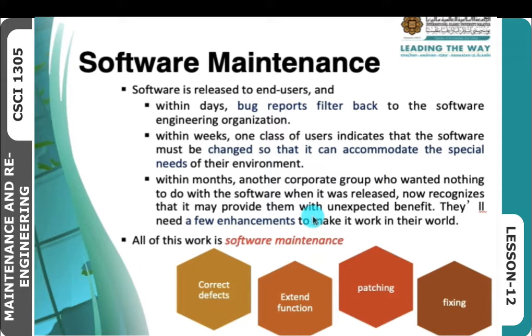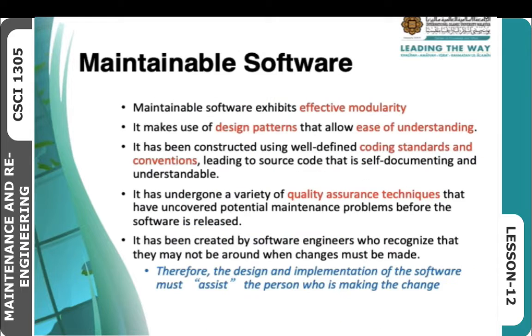Okay, and in order to do the software maintenance, the software must be maintainable. So we need to see what is maintainable software. Maintainable software basically is the software that exhibits effective modularity. We look at what modularity is here. Modularity basically is breaking down a software into multiple modules.